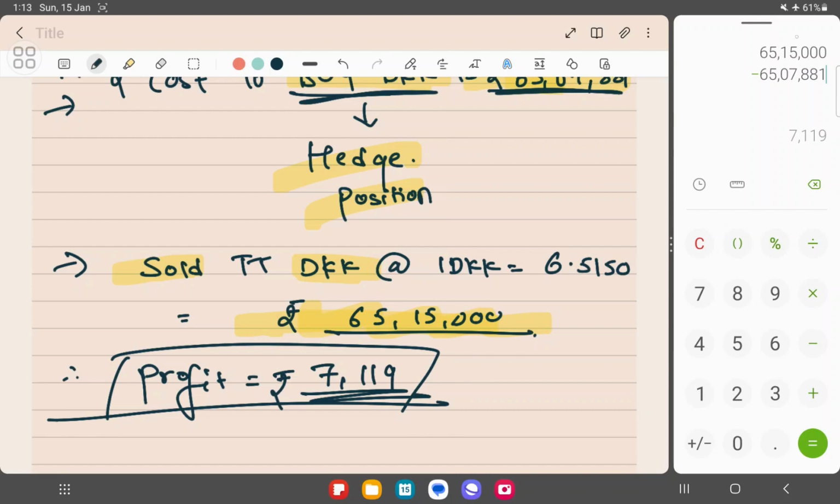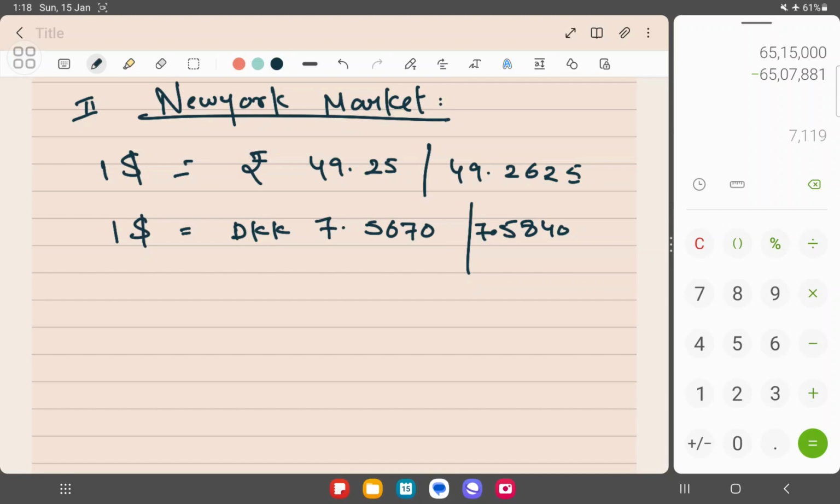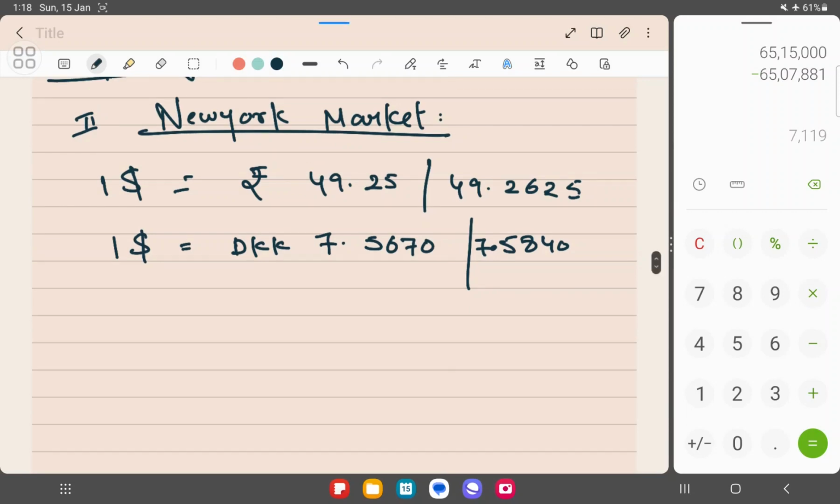Okay. So for the New York market, I'll not speak in so much detail, we'll solve quickly. Now see here, for New York market hedging, initially I had 10 lakh Danish krona which the banker sold for rupees, I think 1 DKK is equal to rupee 6.5150 was the quote. So basically now the banker has rupee, how much? The rupee was 65,15,000, correct?